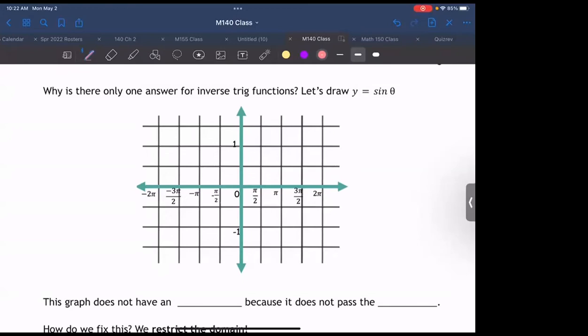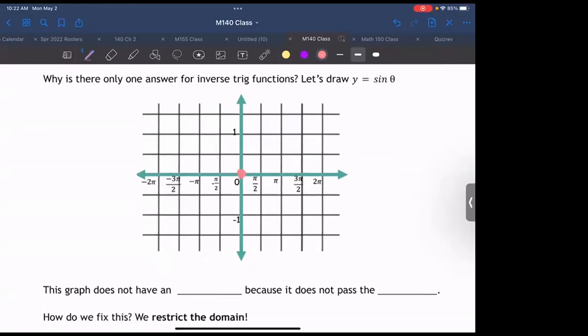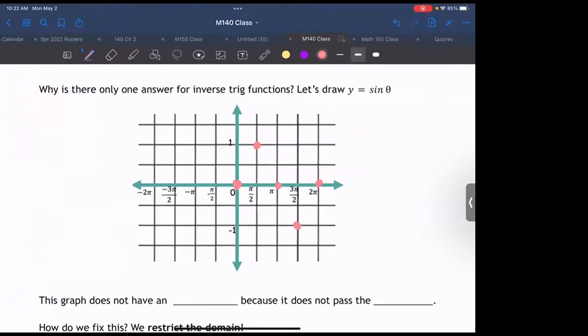I'm going to blast through this because we went through the graphs earlier, like 10 minutes ago. So remember, sine has a wavy shape. It goes up, it goes down, and it goes back around. So it looks like this. And remember, on the left-hand side, it's basically the same thing, but copied. Drawing a very bad sketch of sine. So we've drawn sine. Does this graph have an inverse?